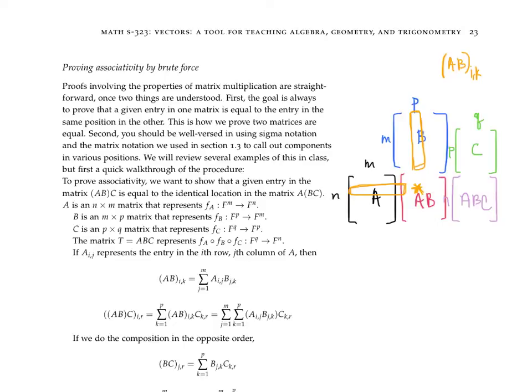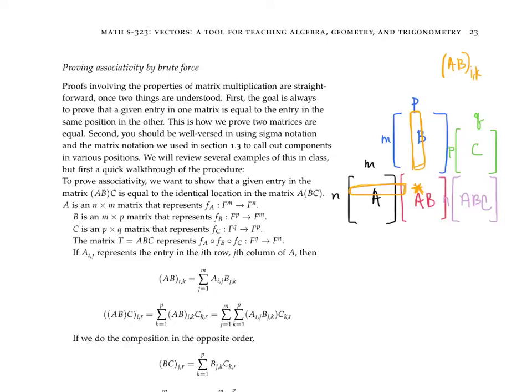Well, if this is the ith row and kth column in AB, note that it shares the same row in A. So in A, we always are going to be in the ith row. But the column will change. The column will go from 1 to m. So that's why we have A_ij, and j is the index of summation, going from 1 to m.